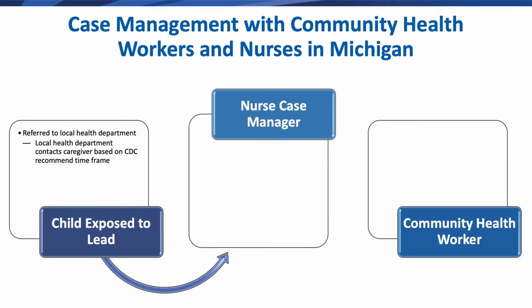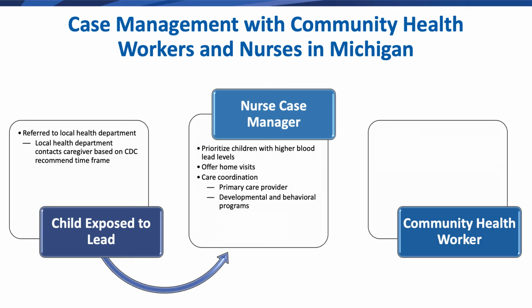Typically, the nurse is going to prioritize the children with higher blood lead levels due to capacity. The nurse will offer home visits, as well as care coordination with the primary care provider and developmental and behavioral programs as needed. Those can include Early On, an early intervention program in Michigan for infants and toddlers, safe housing, as well as social support.